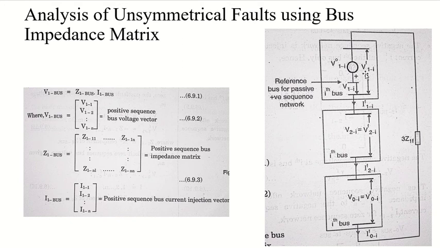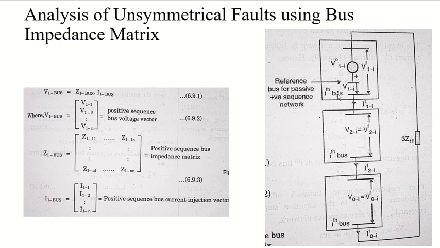The positive sequence network we will be replacing by the Thevenin's equivalent circuit, with the pre-fault voltage V0 minus I of my bus in series with the passive positive network. You can see we have replaced it using the positive sequence network. And as there is no negative or zero sequence present in pre-fault, both of these networks will be passive only.